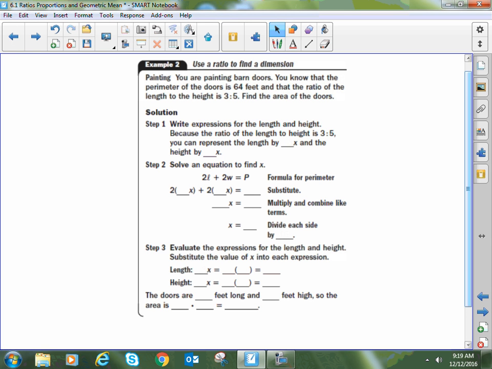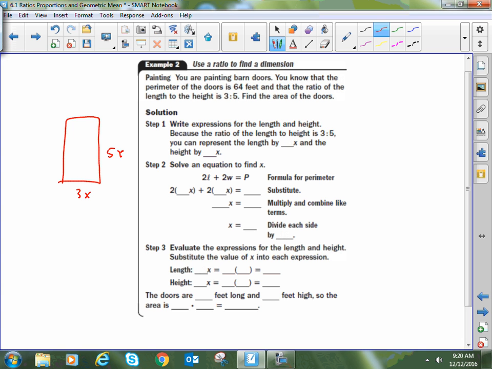Here we have the ratio of the length to height of a barn door to be 3 to 5. So if you're thinking of a barn door, you say, well, it kind of looks like a rectangle where this is 3 somethings and this is 5 somethings. So we're going to compare the ratio, the length and the height. We're going to call the length 3x and the height 5x.